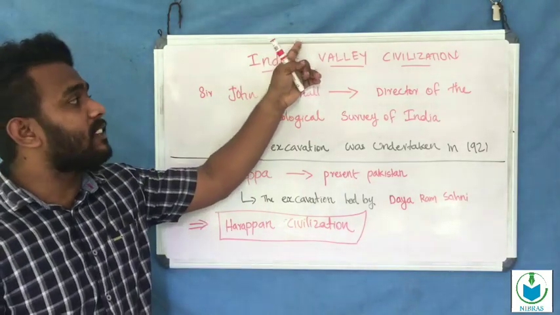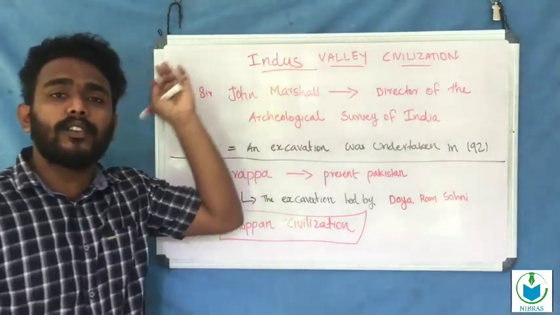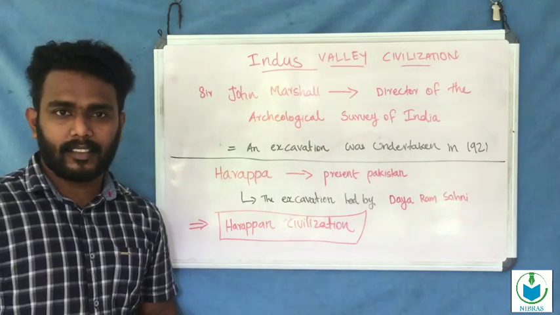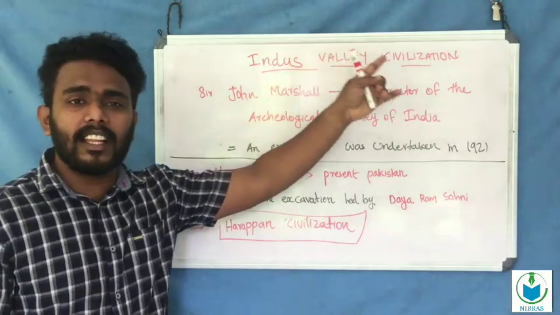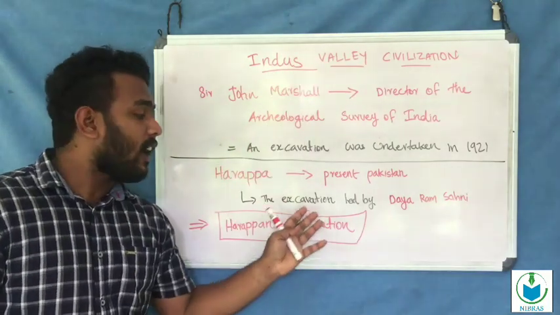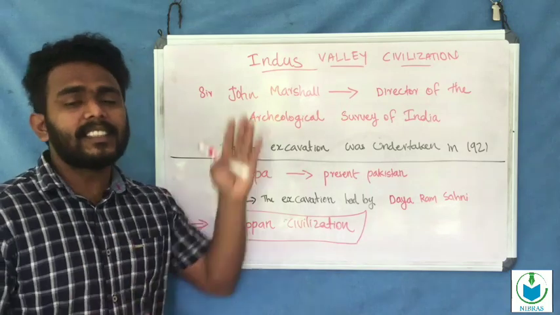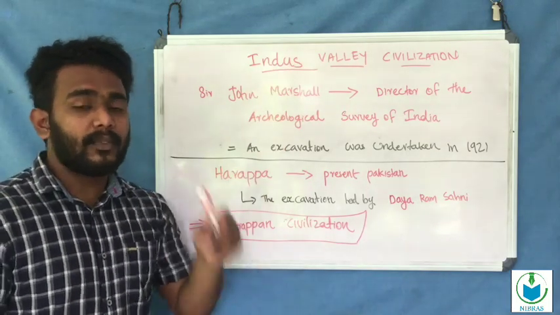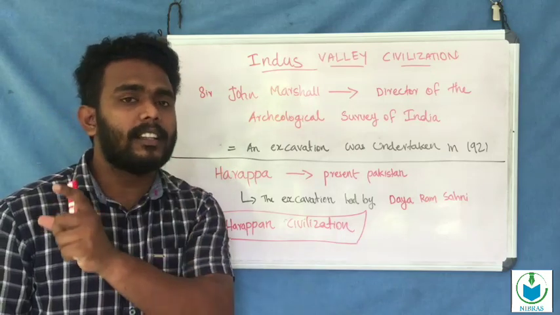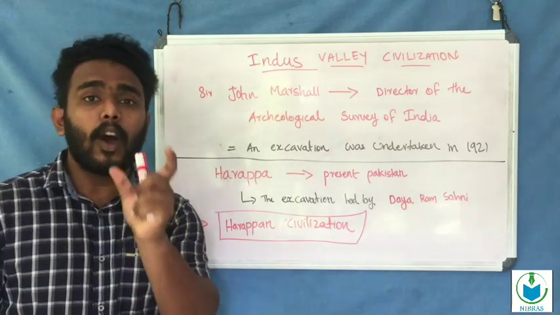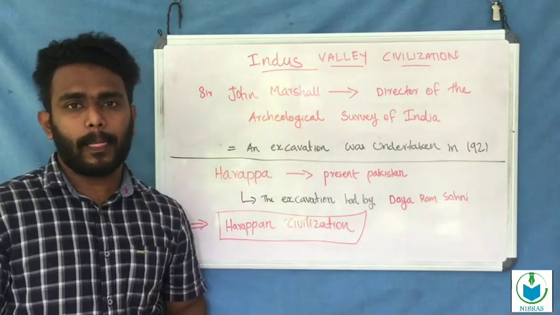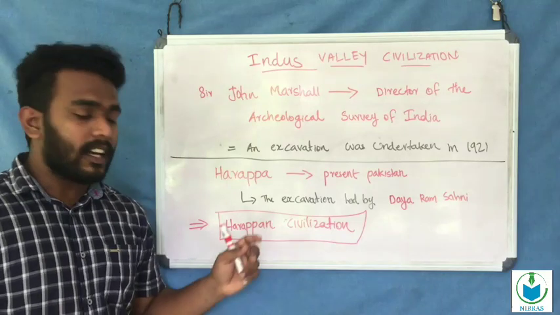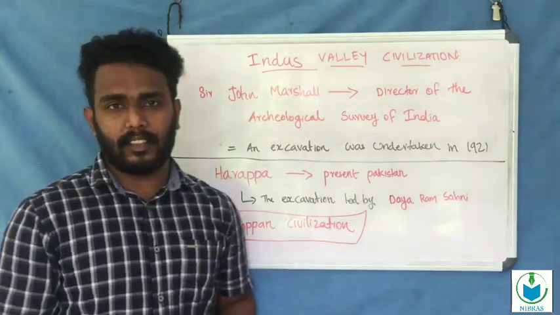So the Indus Valley civilization is also known as the Harappan civilization. Why is this civilization called the Harappan civilization? Because the first evidence of the Indus Valley civilization was obtained from Harappa. So that is why the civilization is also known as the Harappan civilization.